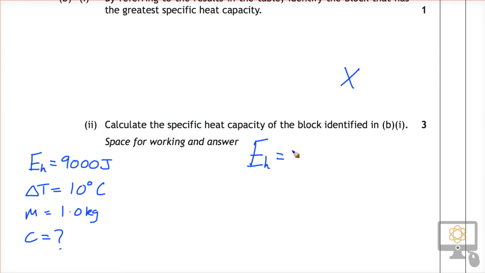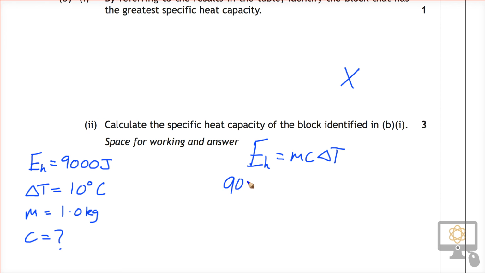So here we are. EH is equal to MC delta T. That's the way I prefer to write it. I know that the formula book has it as CM delta T, and the marking scheme has it as CM delta T as well, but I like to say MC delta T. It seems to roll off the tongue better. Anyway, let's put in the numbers below that.